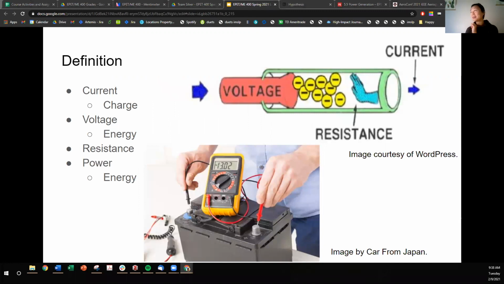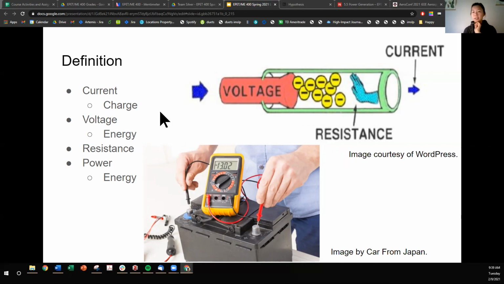All right, so I know this is really basic and you should have covered this in your physics classes, but let's just review some fundamental terms that we'll use when it comes to the power subsystem. So we are concerned with current, voltage, resistance, and power, and how that relates to charge and energy.